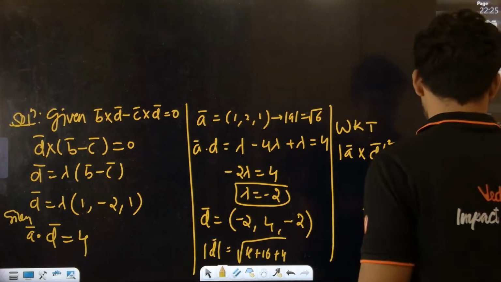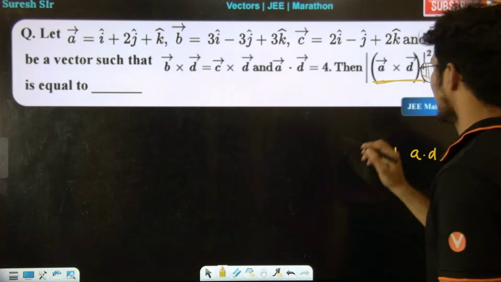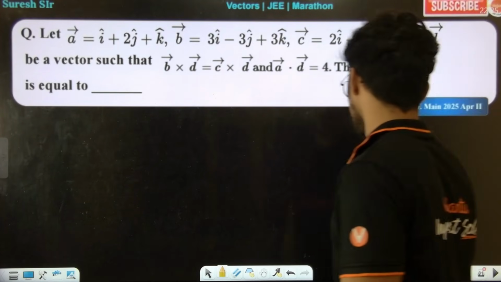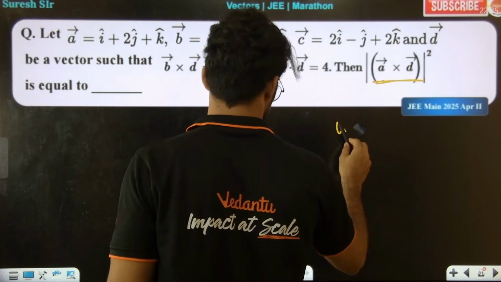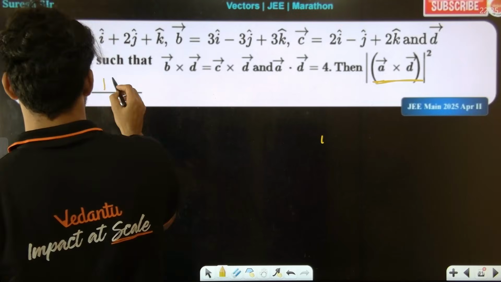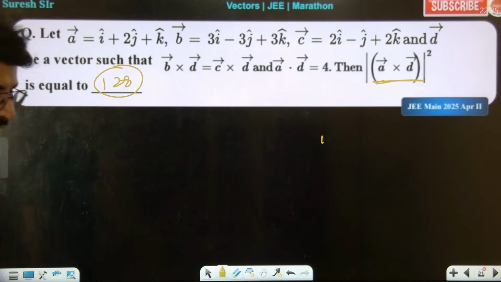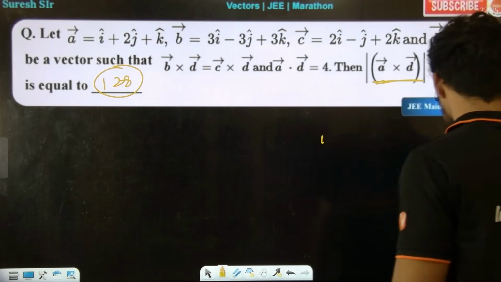So where is the question? What was the question? This was the question, right? Then what is A cross D here? We got this as 128. You understand, people? Answer is 128. This is the final answer. Cool? So next question?